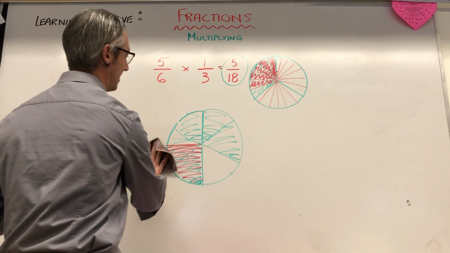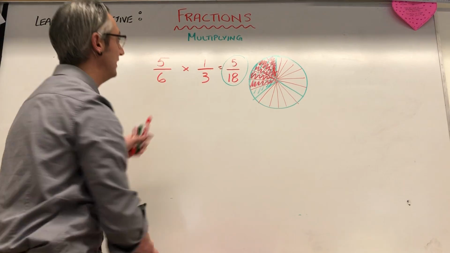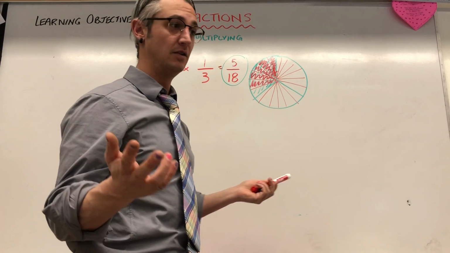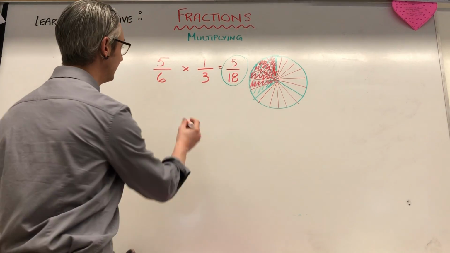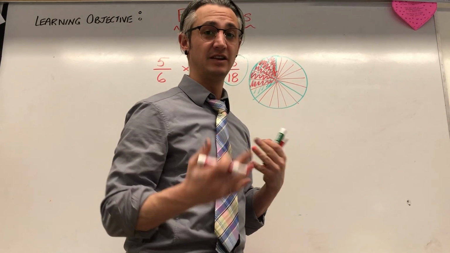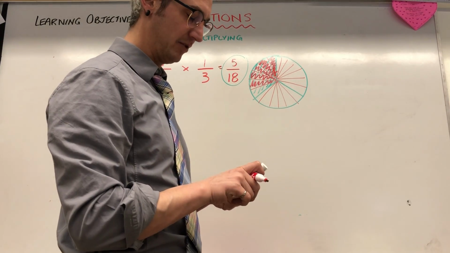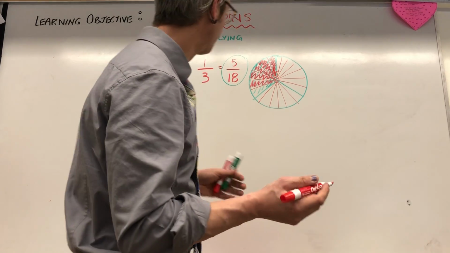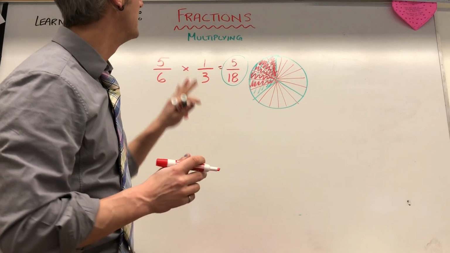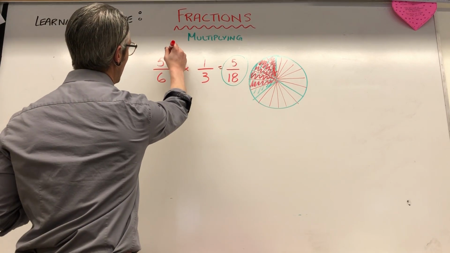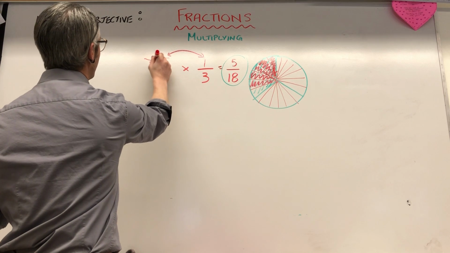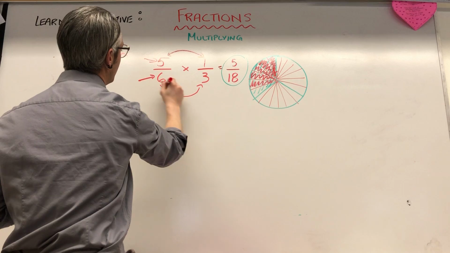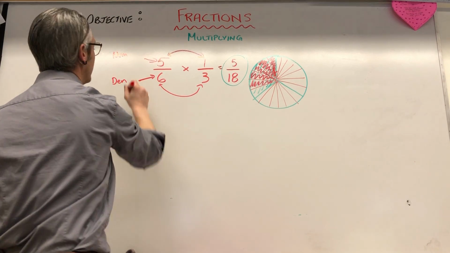Long story short, if you just multiply the numerators and you just multiply the denominators, you will always get the right answer. Don't overthink it. Even I have trouble visualizing, especially when we get to division, visualizing what's happening with division, as do, I would say, 99.99% of people out there. So all we need to know with multiplying with fractions is we multiply the numerators, the numbers on top, and we multiply the denominators. Okay?